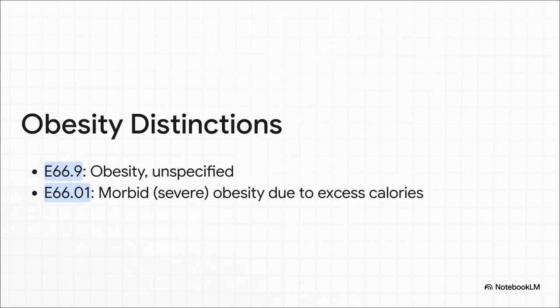While we're still in the endocrine chapter, pay really close attention to obesity code distinctions. There's a huge clinical and coding difference between E66.9 for unspecified obesity and E66.01 for morbid or severe obesity. To use E66.01, you literally need clear provider documentation stating that the morbid obesity is specifically due to excess calories. In medical coding, precision is everything.